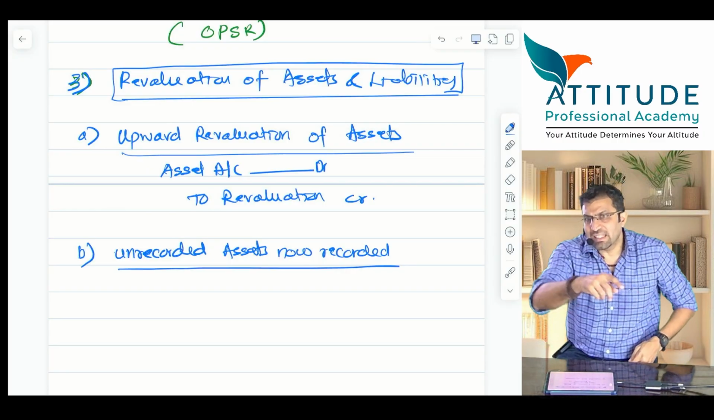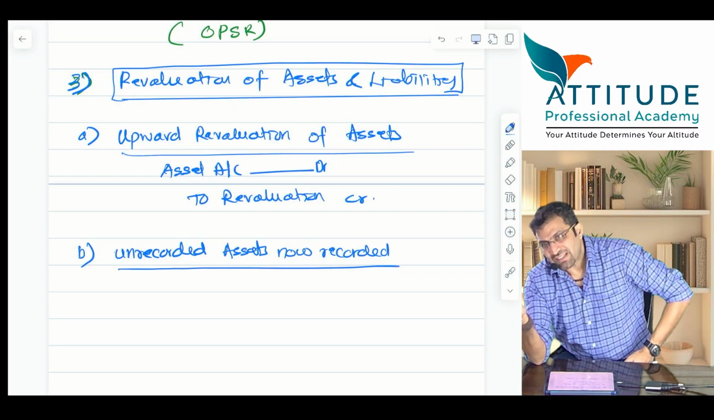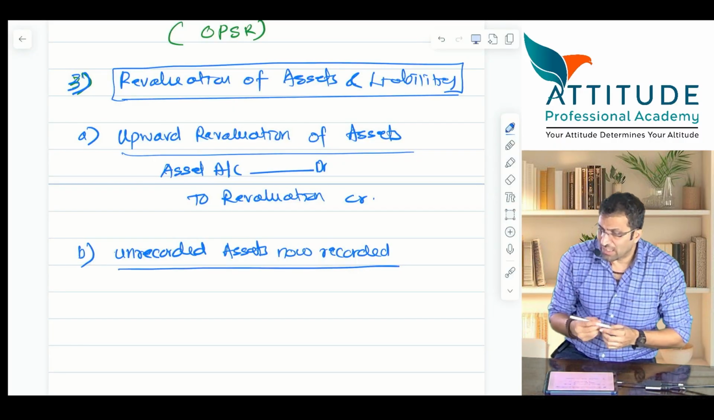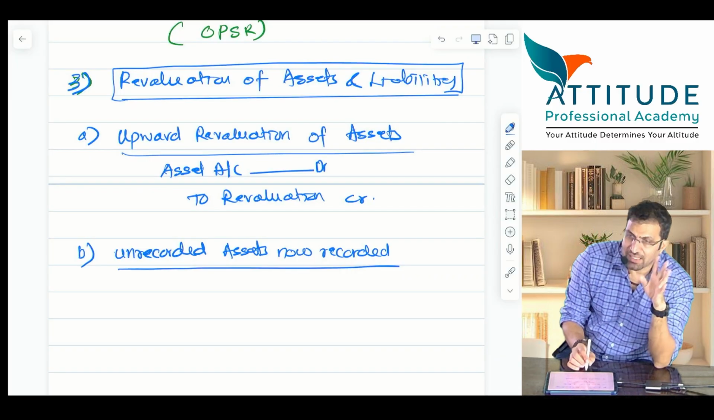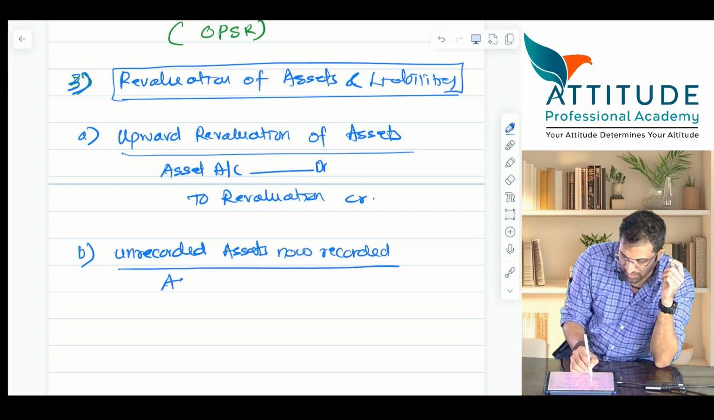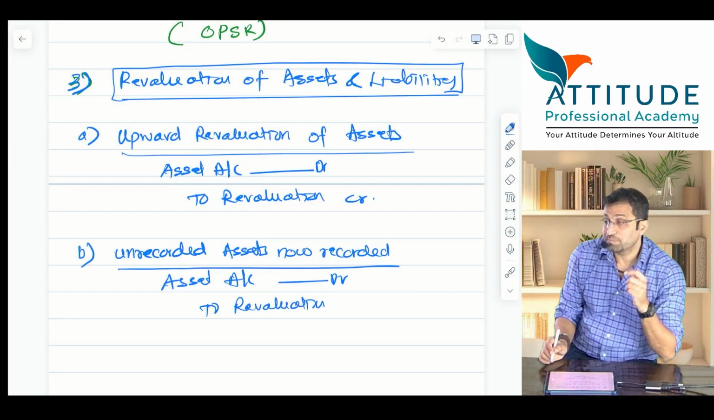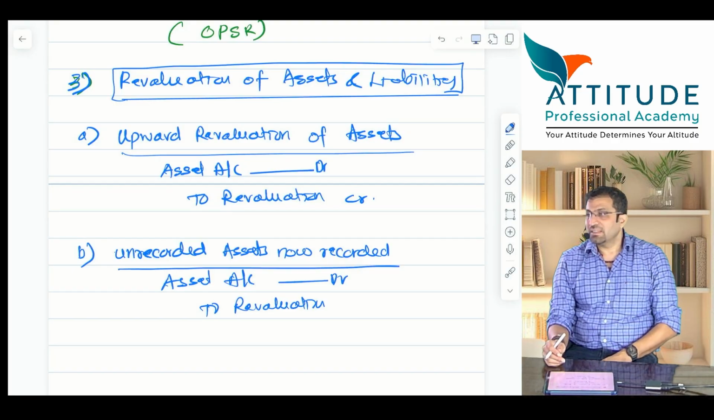Now this asset belongs to all of them or only the old partners? So yeah, as good as revaluation, no? So unrecorded assets now recorded. Entry: asset account debit to revaluation. It's a profit. Revaluation credit means that your income is going to increase. Is that clear?